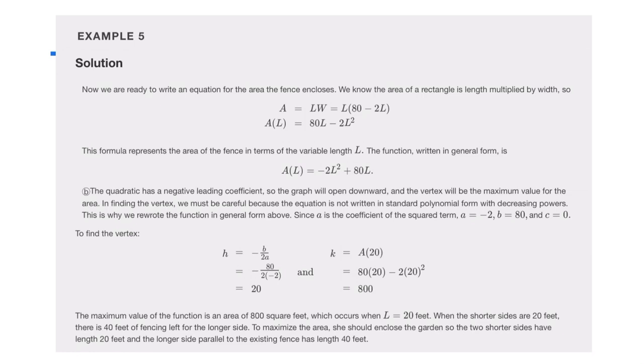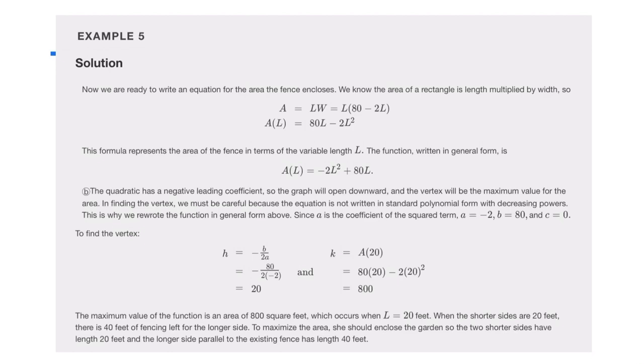So then we found the coordinates of the vertex. We used the vertex formula, negative b over 2a. So we got that the x coordinate, or L, was 20 from the vertex formula, and then the corresponding area was 800 square feet. So the maximum value of the function is the area of 800 square feet, which occurs when we make L 20. So when the shorter sides are 20 feet, there's 40 feet of fencing left for the longer side to maximize the area.